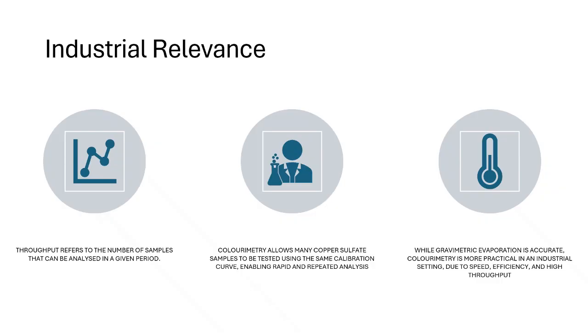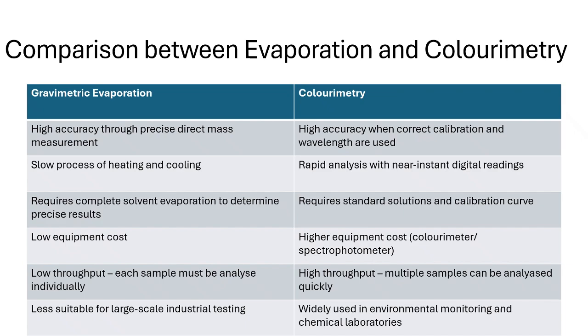Colorimetry has a clear advantage here as multiple samples can be processed rapidly using the same calibration curve. For a company like WWC industrial chemicals that produce large batches, the speed, precision, and scalability of colorimetry make it more practical long-term and sustainable for quality control. In the table, both methods have high accuracy but have different processes along the way.